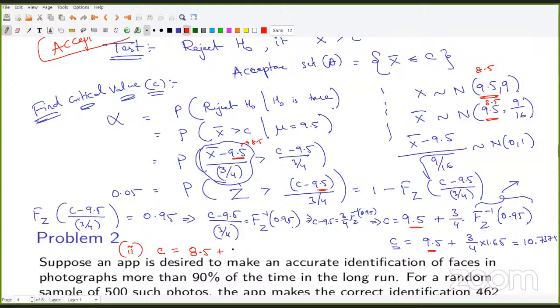You can compute that. It is 9.7375. So now we have the C value as 9.7375 in the second case.